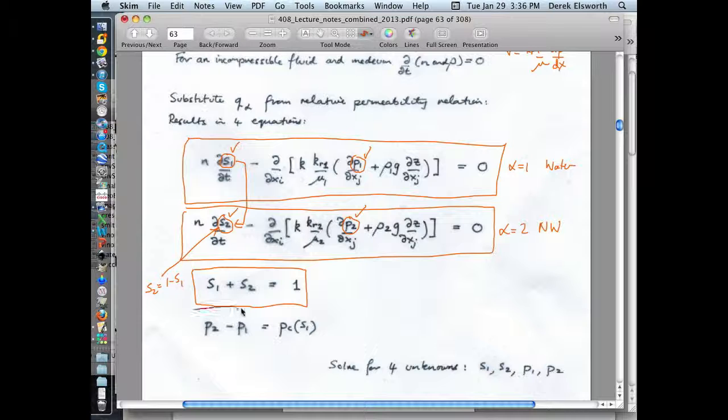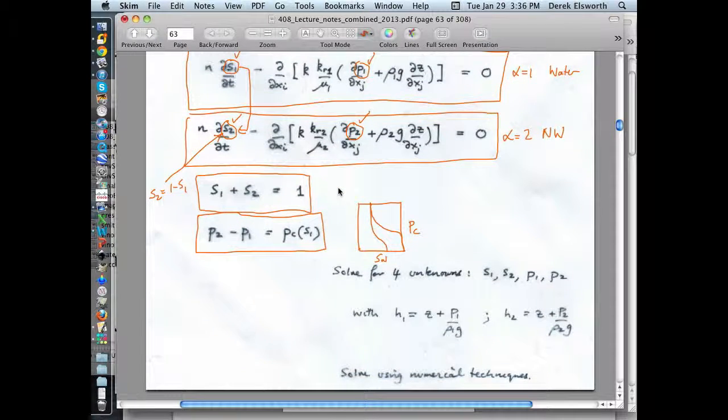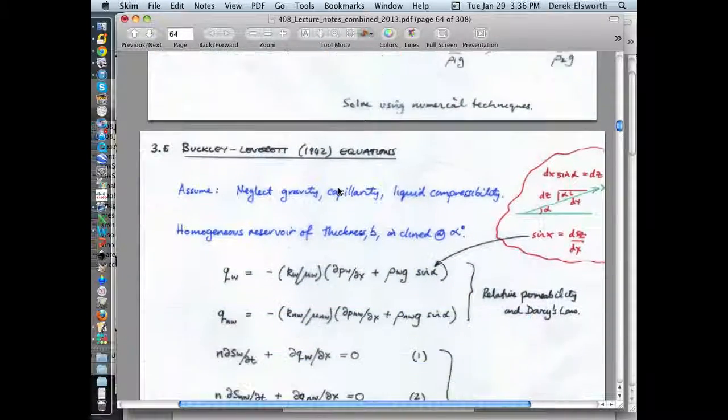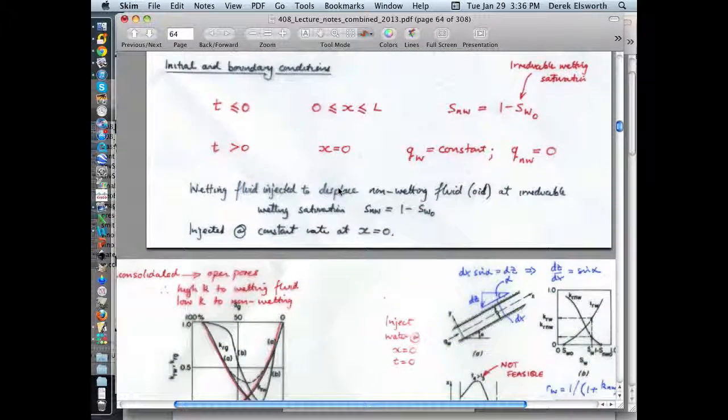And the way we link these is through the capillary pressure versus saturation curve, which is just this expression, this diagram that we've had here. So capillary pressure versus saturation. And so we have 4 equations, we have 4 unknowns, and we can solve it. And that's it. We won't do that, but if you wanted to, you could solve it. Turns out you can solve these for relatively simple geometries.